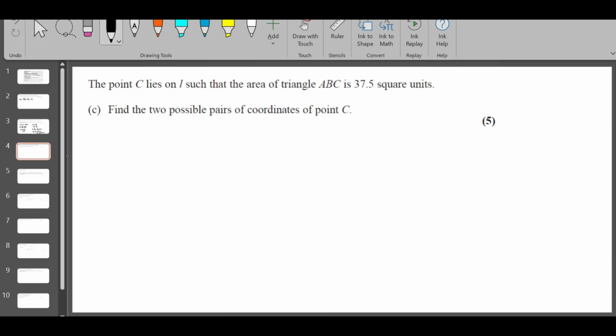Let's look at part C now. Okay, this is a little tricky question actually, so you may like to pay attention closely. The point C lies on L such that the area of the triangle is this. I'm going to draw a figure to understand this. Let's say we have 2 points here: A of minus 4, 11 and B of 8 comma 2, and the midpoint is 2 comma 13 over 2. A is here, B is in here.